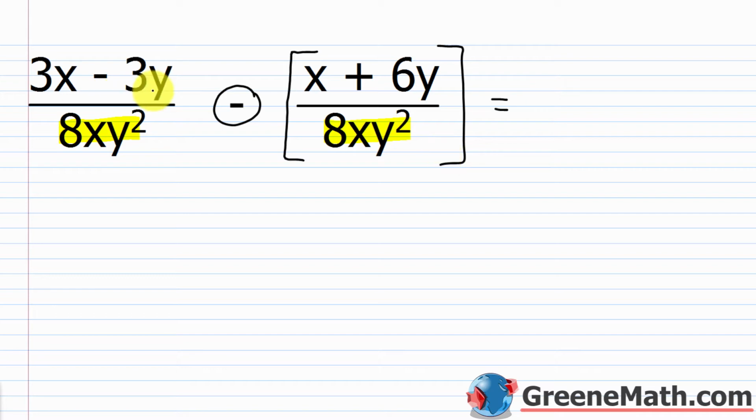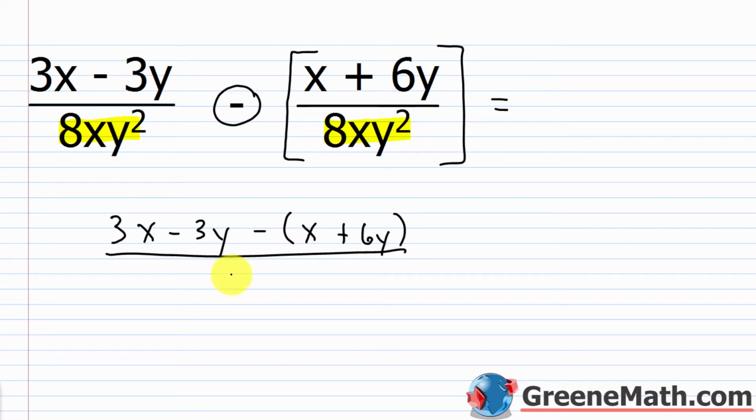So for the numerator, I have 3x minus 3y. Then what I'm going to do is put minus, and I'm going to put inside of parentheses this x plus 6y. That's going to remind me to distribute that negative to each term, and I'm changing the sign of each term. I'm going to add the opposite of it. And this is over that common denominator of 8xy².